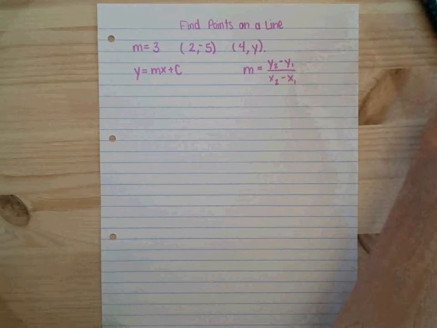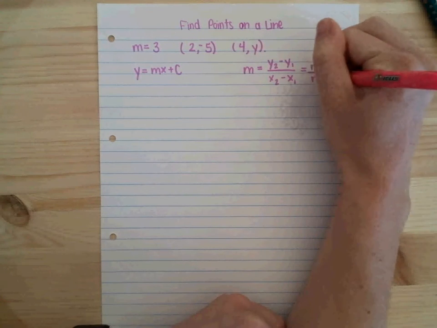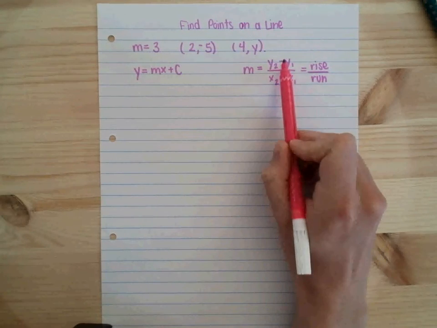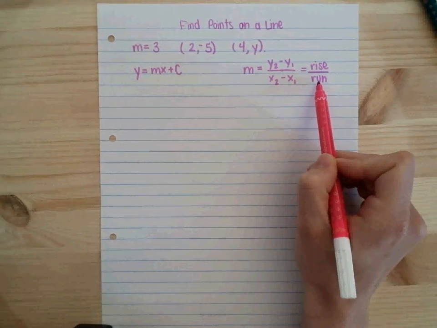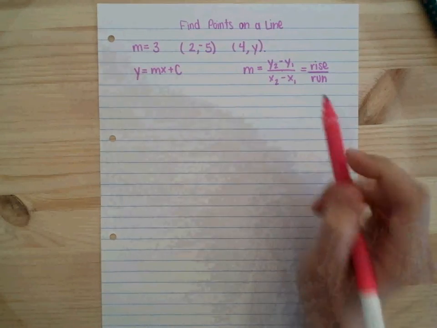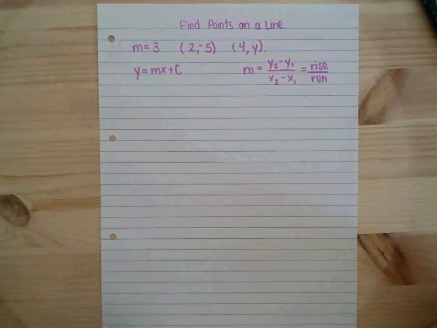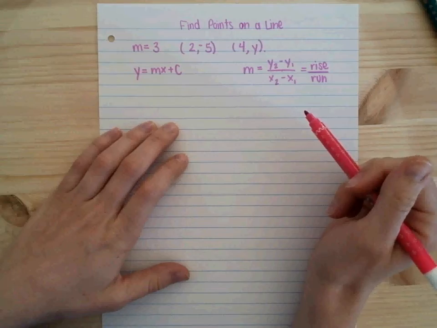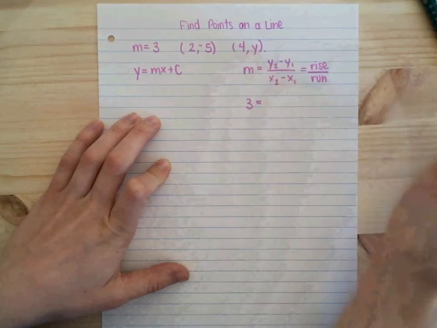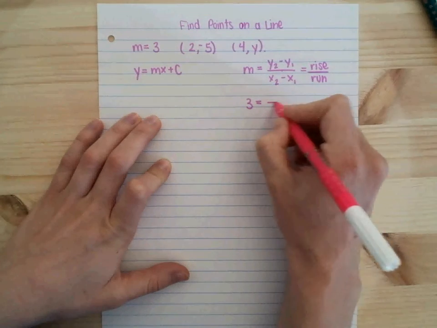And you may have heard rise over run when referring to the slope, so the difference in the vertical distance over the difference in the horizontal distance. So we're going to use this formula to help us find the second y value. I'm going to substitute the slope, which is 3, in place of m. In place of y2, y1, x2, and x1, I'm going to substitute my x and y values.